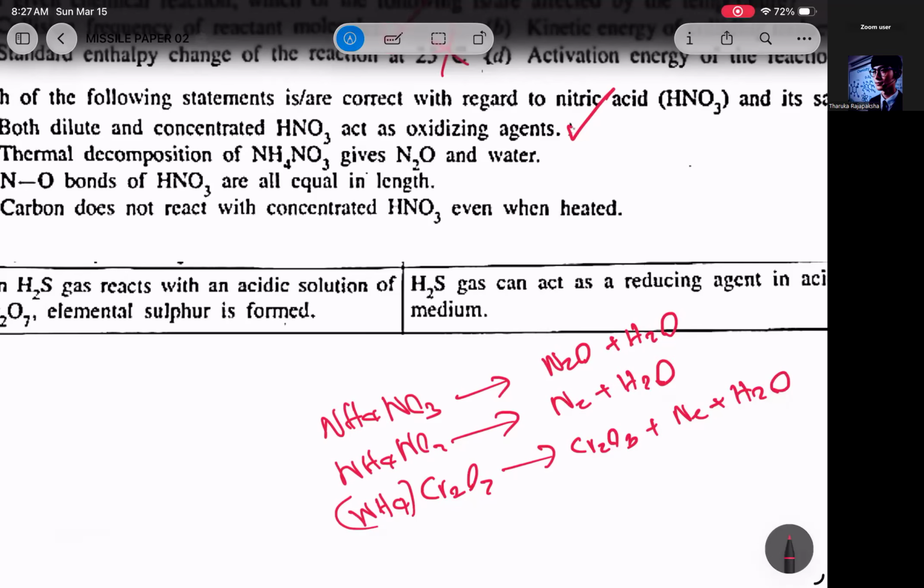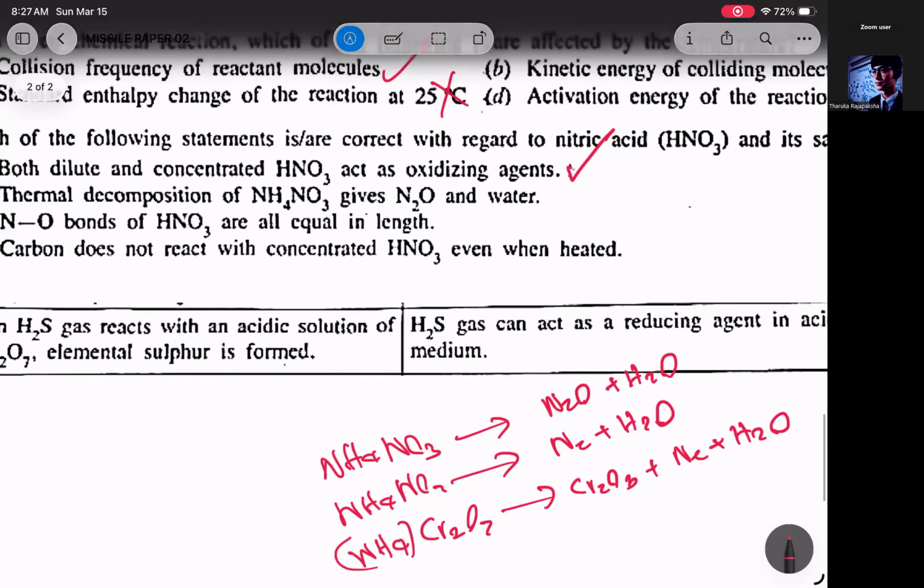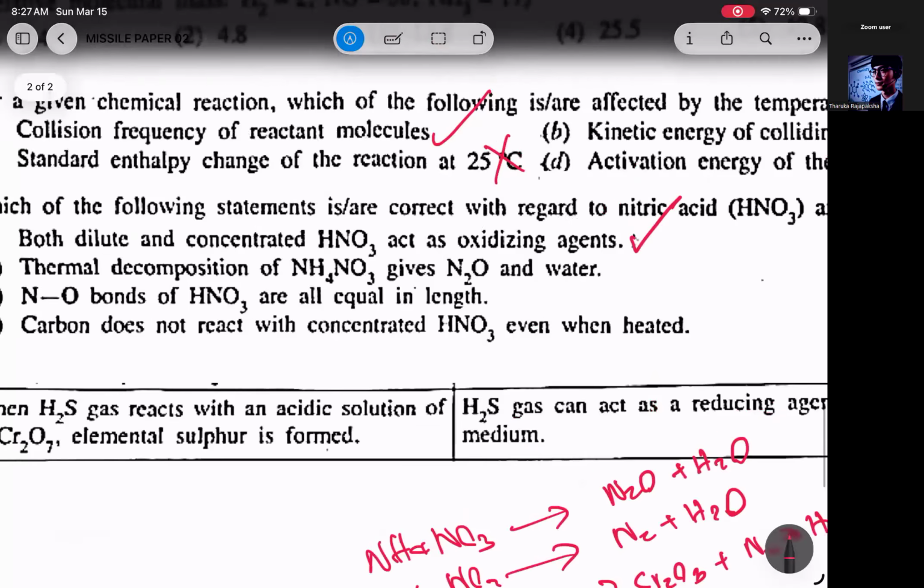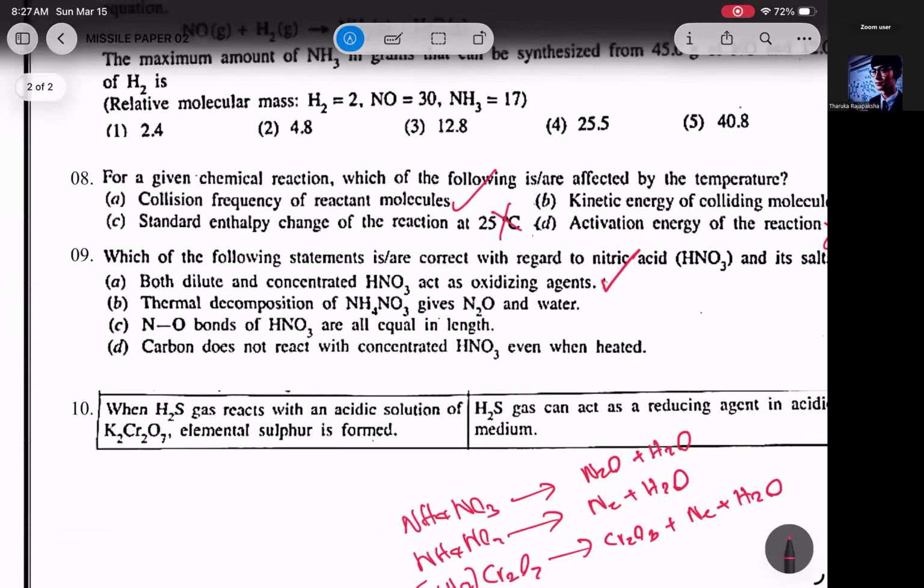I told you how to balance these reactions easily in the class, so I won't go into much detail. Right. Thermal decomposition of ammonium nitrate will give N2 and water? That's not correct. Then part C, NO bonds of HNO3 are equal in length.